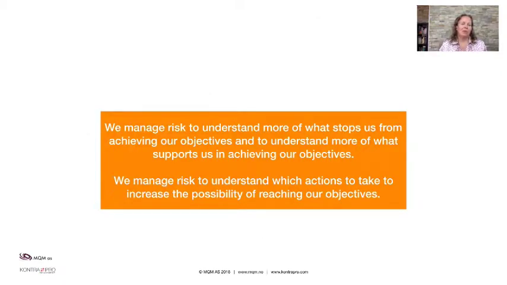In ISO 31000, the definition of risk is that risk is the effect of uncertainty on objectives. When I communicate, I usually use some additional words to increase the probability of my audience understanding what risk is. I usually say something like, we manage risk to understand more of what stops us from achieving our objectives and to understand more of what supports us in achieving our objectives. The first being the negative risk, the threats and unwanted scenarios. The second being the positive risks, the opportunities and wins. So we manage risk to understand which actions to take to increase the possibility of reaching our objectives.